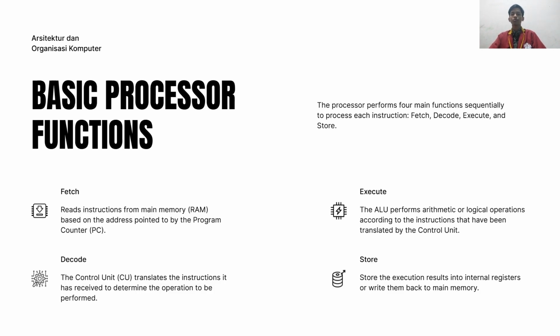Basic processor function. A processor has four basic functions that repeat continuously. The first function is fetch, which reads an instruction from main memory. The second is decode, where the control unit interprets the instruction to determine what operation must be performed.